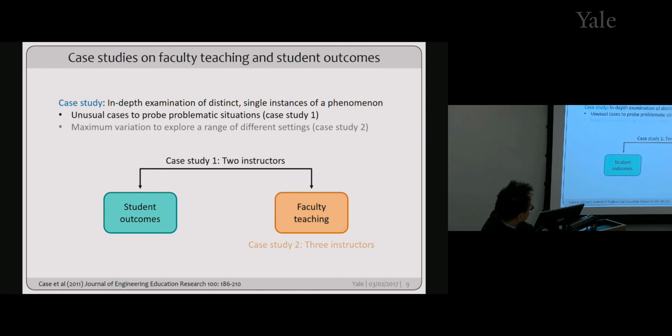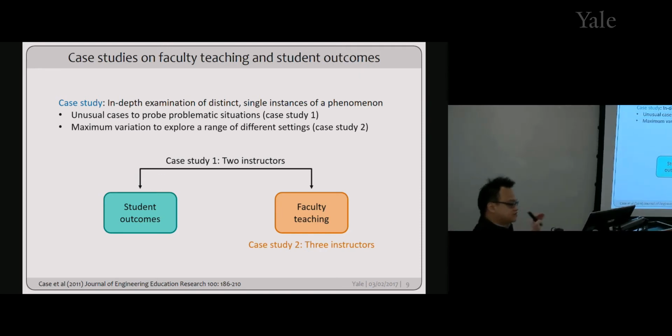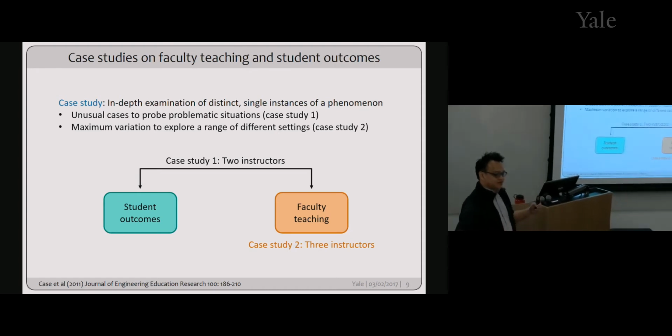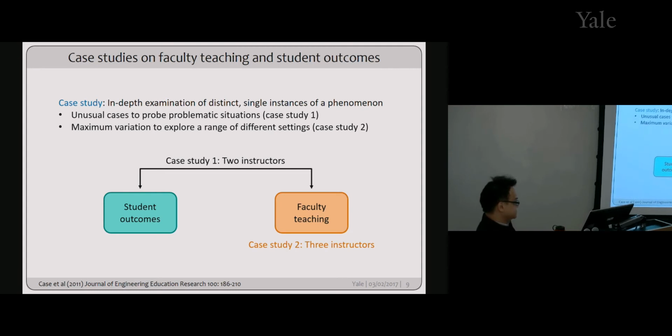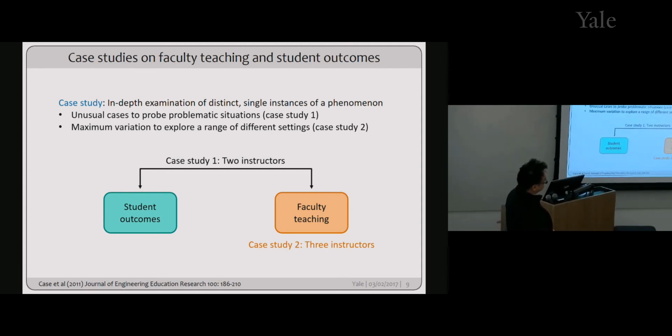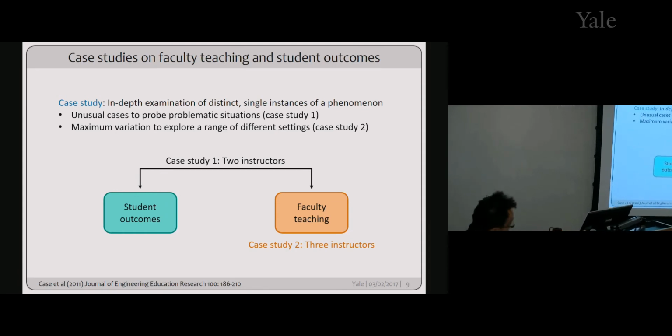Case studies are also really useful for looking at maximum variation across the spectrum of variety. So for the second case study, we have three instructors at different points of a continuum, which allows us to study in depth what's happening in their classrooms. In this case, they're teaching different courses, so we don't have student outcomes to compare.